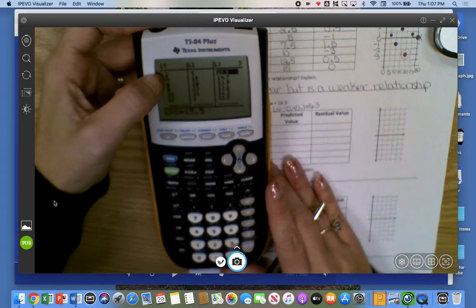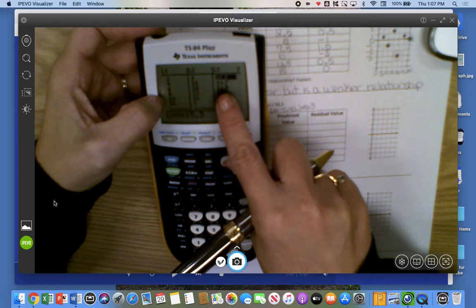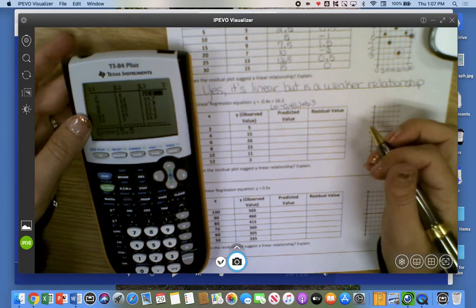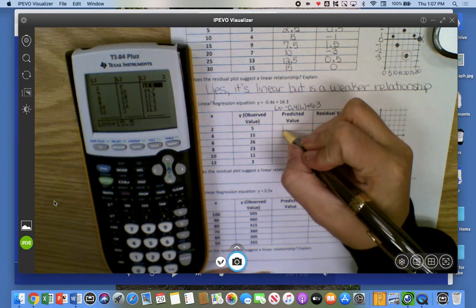If we plug in 2, we get 15.5. Plug in 4, we get 14.7. So I'm just going to copy my values down.